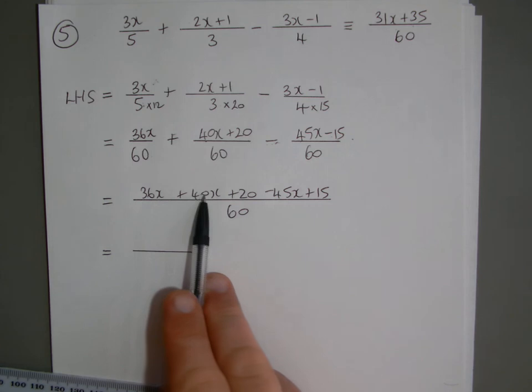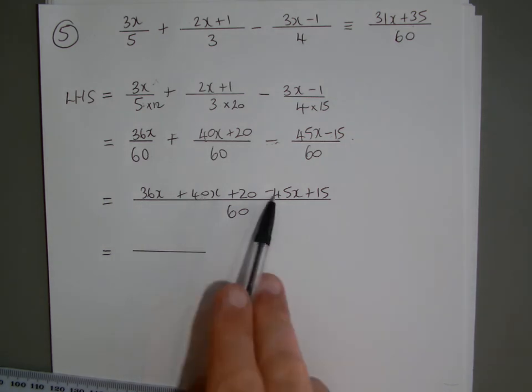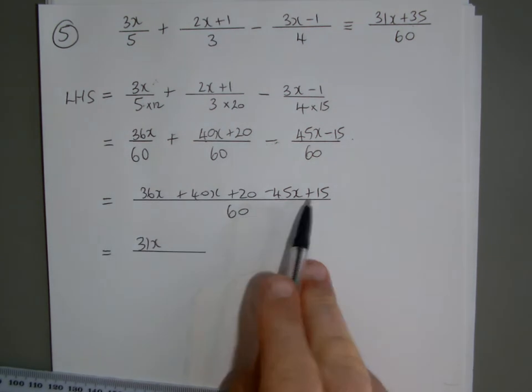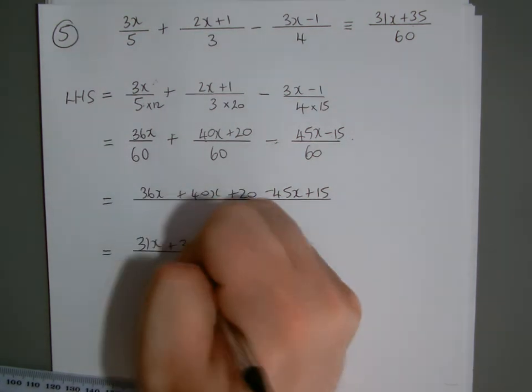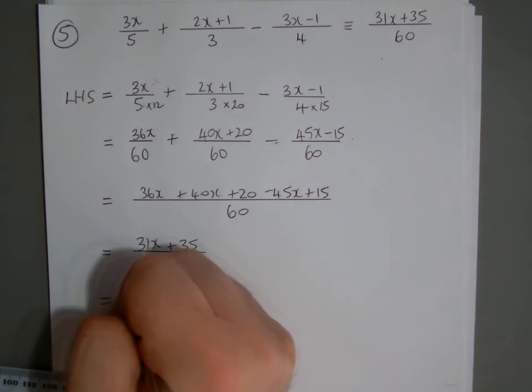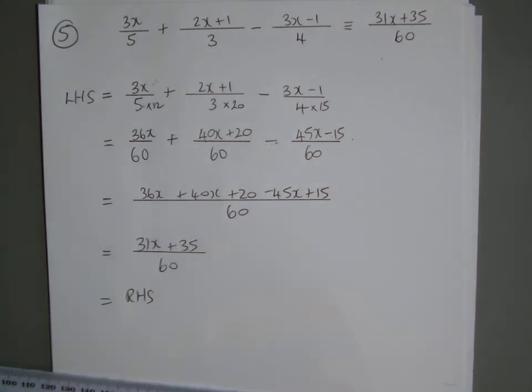36x plus 40x is 76x, take away 45x is 31x, 20 plus 15 is 35, all over 60, which of course you can see is identical to the right-hand side. So we've proven that statement.